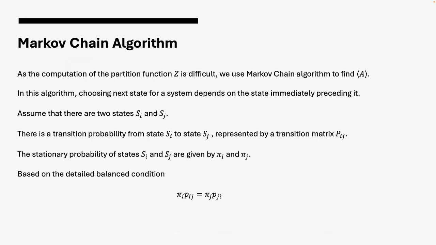As the computation of the partition function Z is difficult, we use the Markov chain algorithm to find the average value of a property A. In this algorithm, choosing the next state for the system depends on the state immediately preceding it.